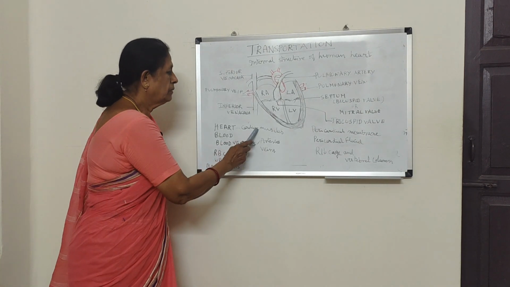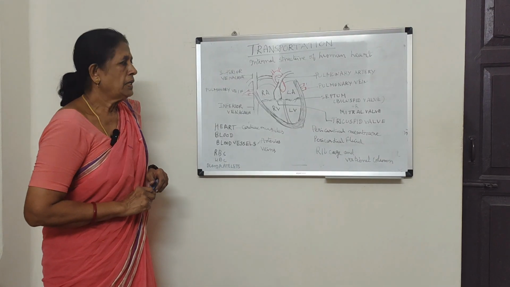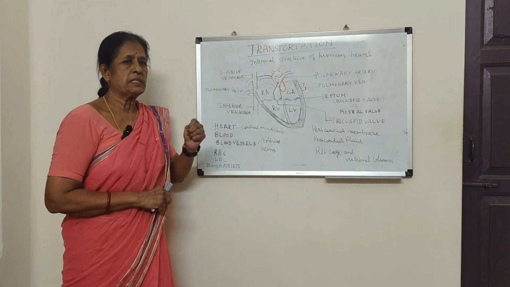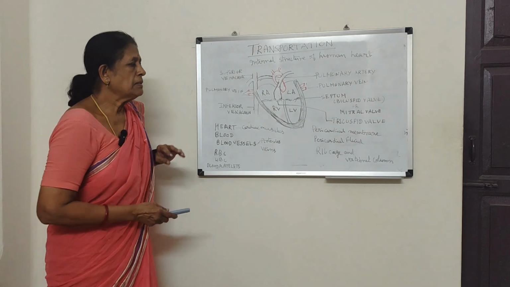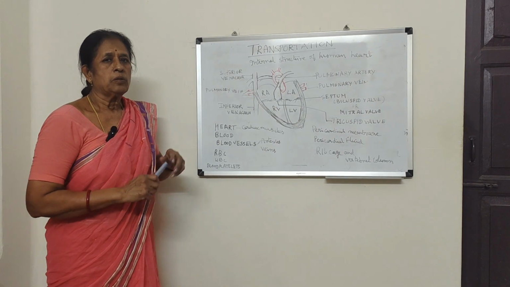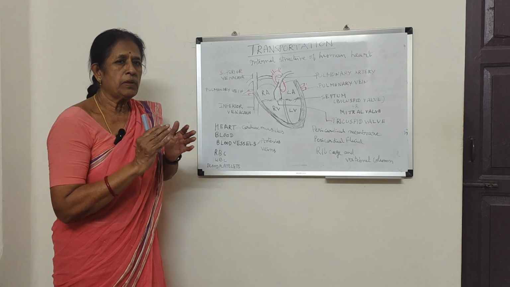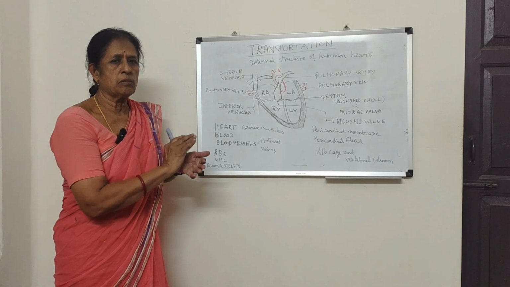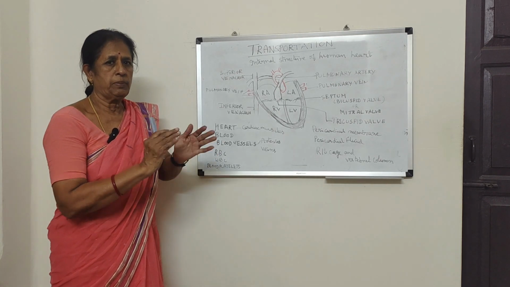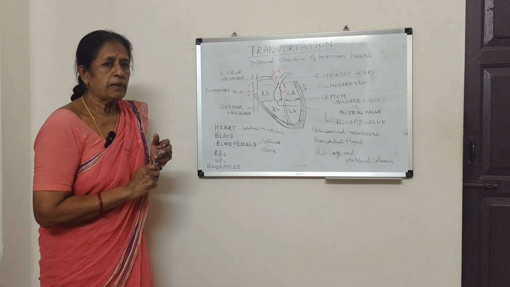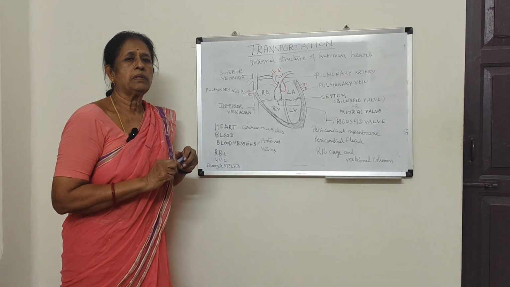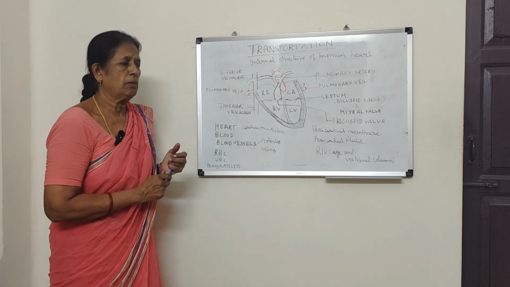It is made up of cardiac muscles, and it is the size of the fist of a person. It is located in the thoracic cavity in between two lungs, just towards the left lung. And it is a vital organ. It is very important, without which we cannot survive.